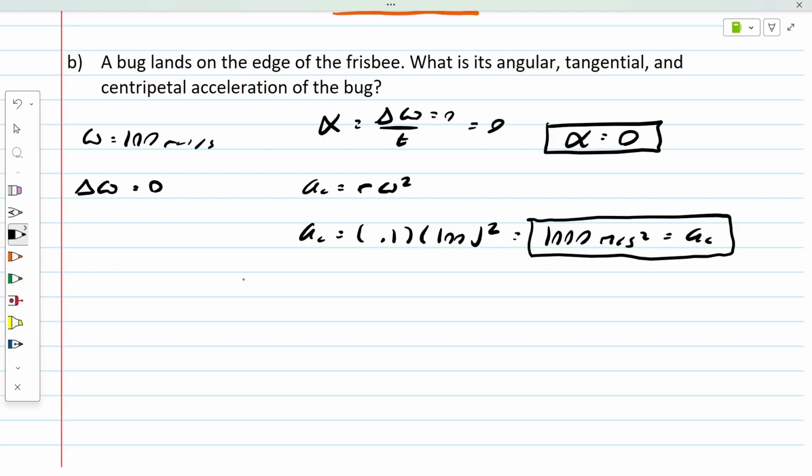And then finally the tangential acceleration, which equals r times alpha. We go ahead and plug this in, and since alpha equals 0, this whole thing will equal 0, and the tangential acceleration will equal 0.